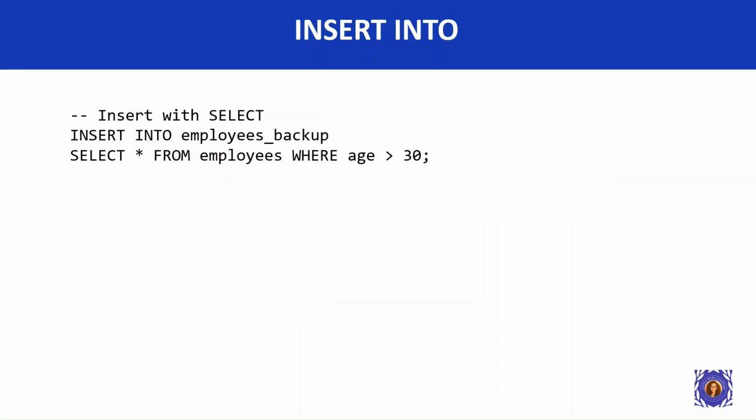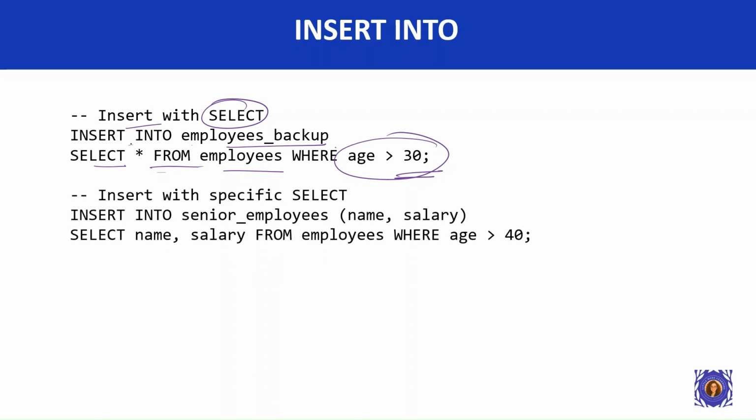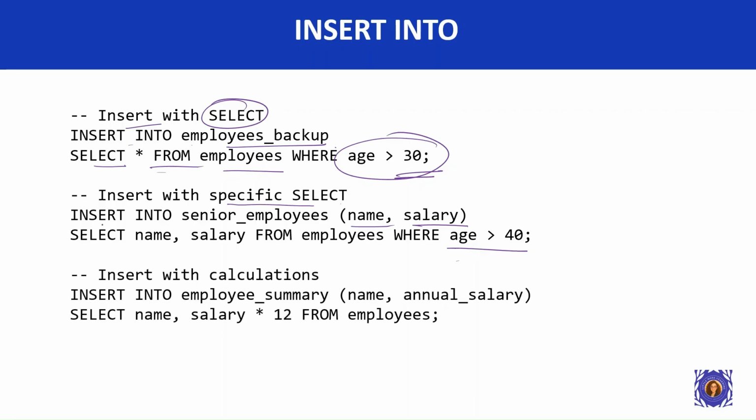Now, if you want to insert using the select command, simply insert into employees_backup, select star from employee where age is 30. Next, if you want to insert with specific select, like we need just specific attributes and a condition to insert the values. Lastly, if you want to perform some calculations, like here we are multiplying the salary by 12 so that we can get the annual salary of the employees.